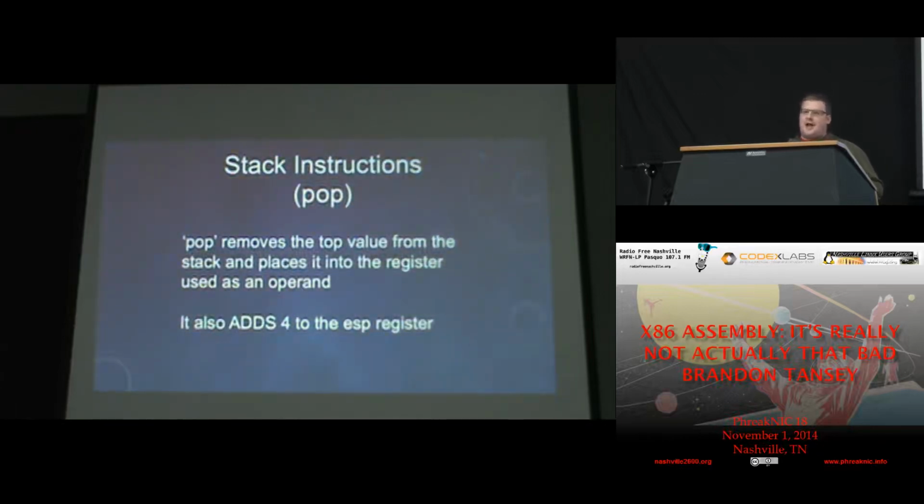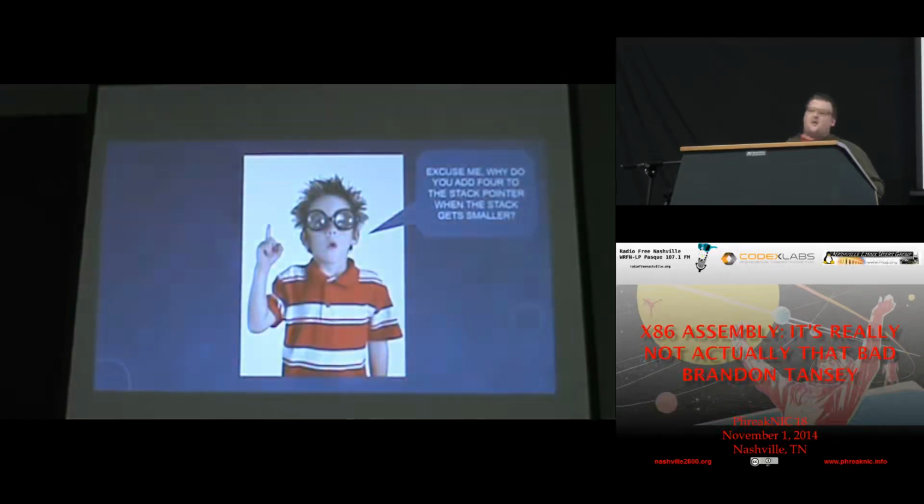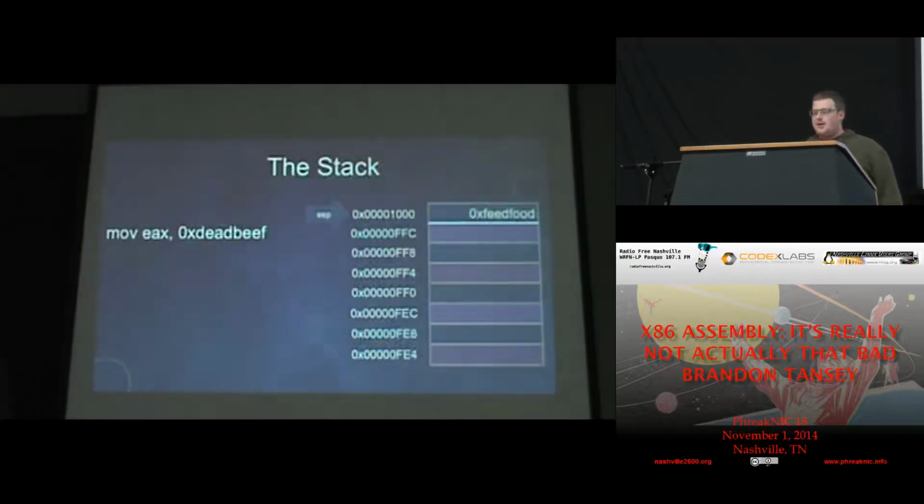And then it adds 4 to the ESP register. So you're back, you got another question. Excuse me, why do you add 4 to the stack pointer when the stack gets smaller? That's a good question, and I think it's where a lot of the hang up about dealing with memory and assembly comes in. So here's my illustrated stack, which comes through clear, which is good.